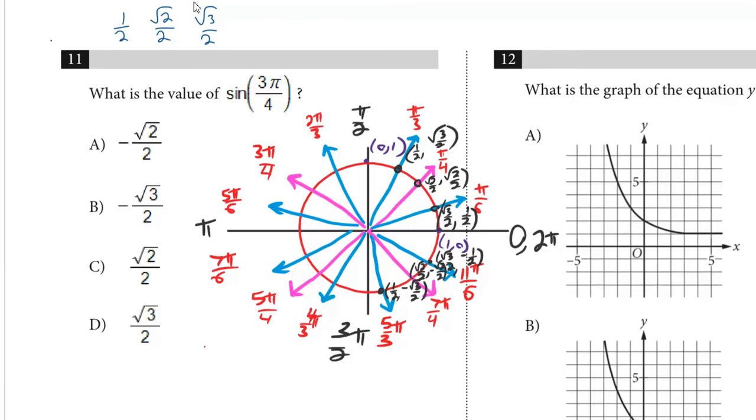But let's do the third quadrant. So the x's start this way and go out this way. And they're negative. So negative 1 over 2, negative root 2 over 2, and negative root 3 over 2. So we're just counting the same thing over and over again here. Okay. So now we've got the y's. Negative 1 over 2, negative root 2 over 2, negative root 3 over 2.